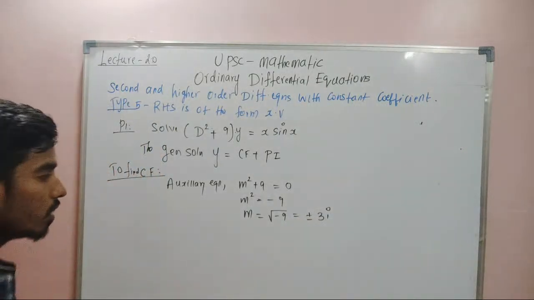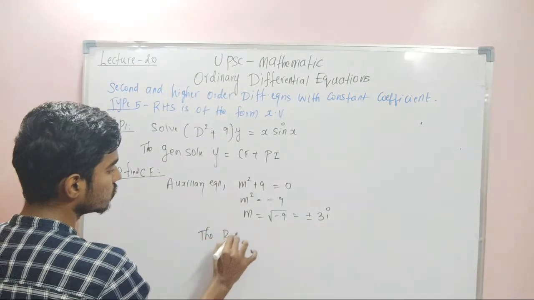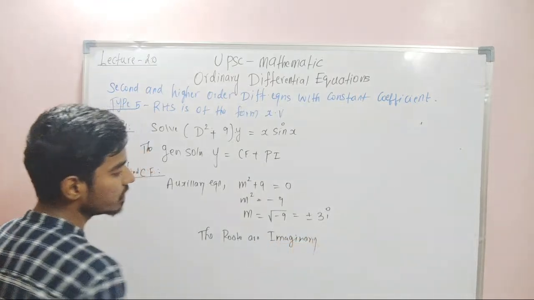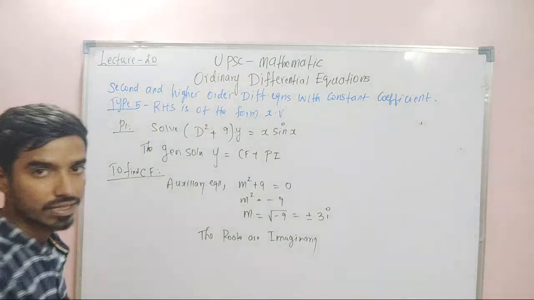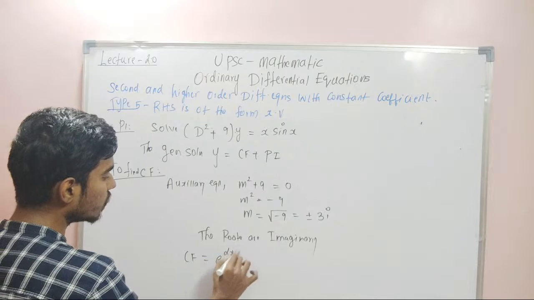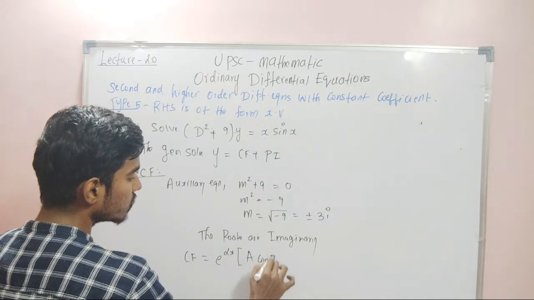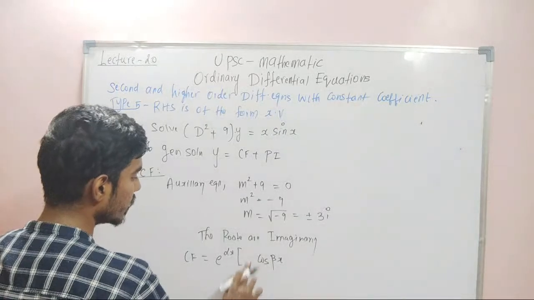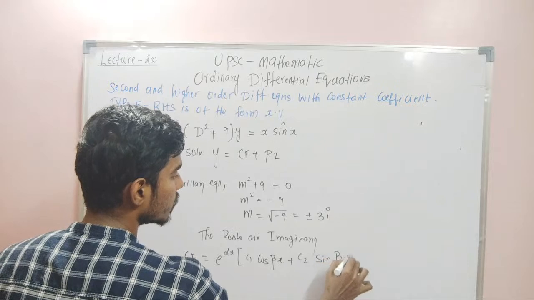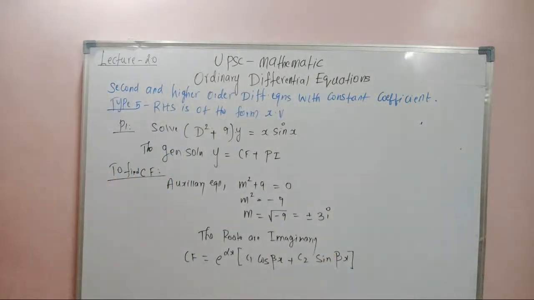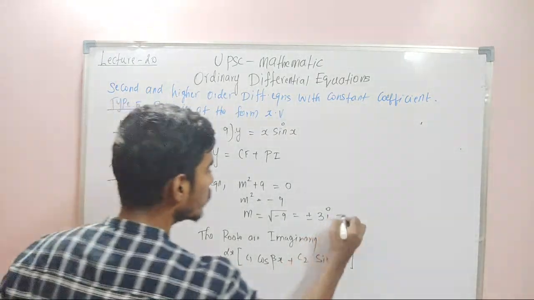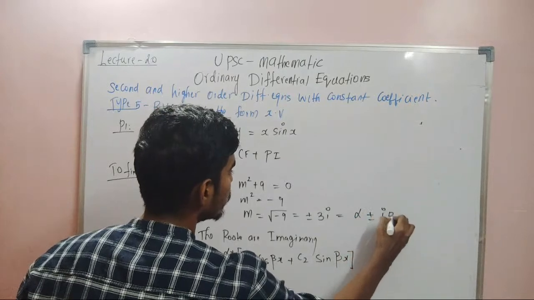That means the roots are imaginary, right? So we know when the roots are imaginary, what is our complementary function? Our complementary function is e power alpha x into c1 cos beta x plus c2 sin beta x, right? When the roots are imaginary, you can see this is of the form alpha plus or minus i beta.